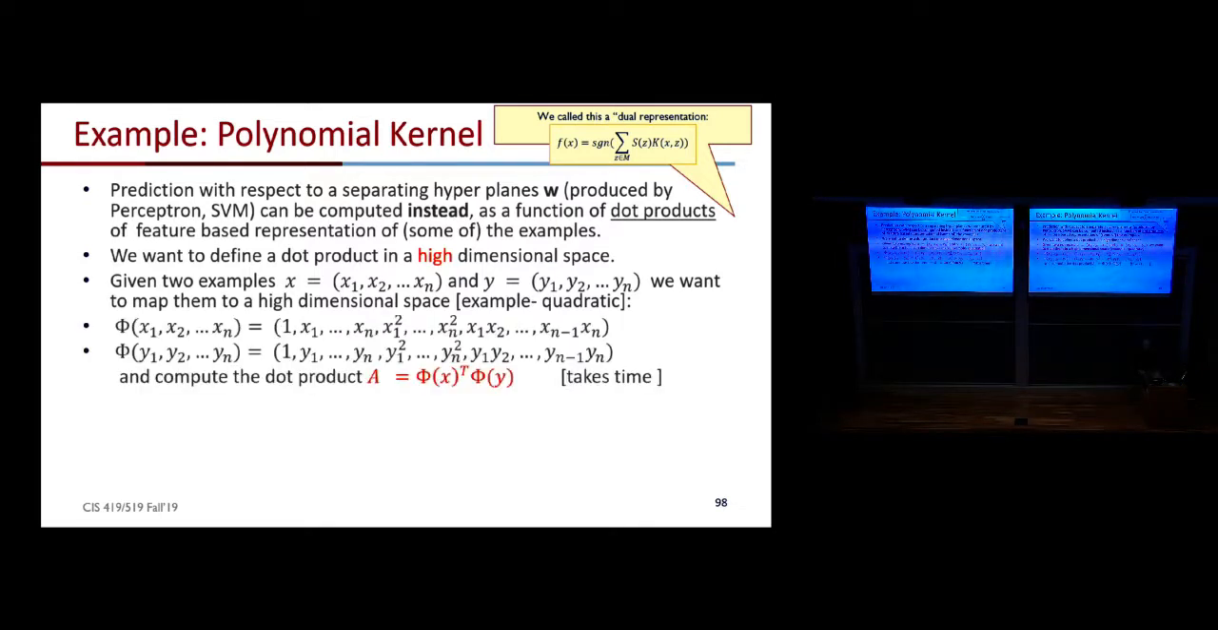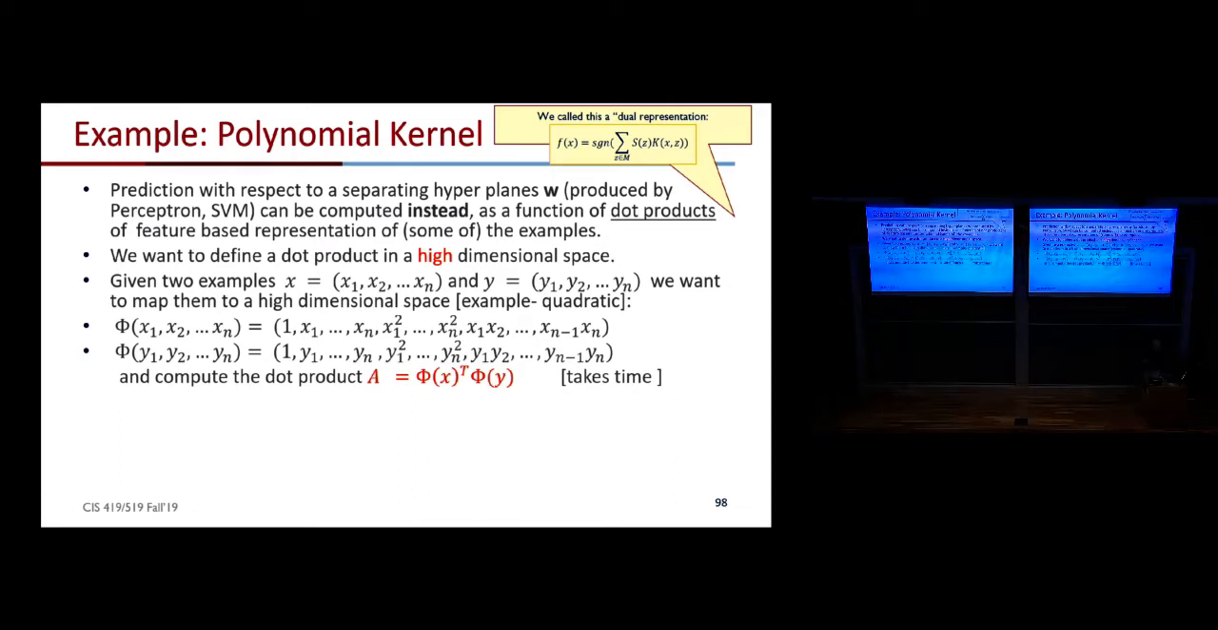I'm going to call the transformation phi. Phi of x is going to be this bigger vector here that has 1, the original x, all the squares, and all the mixed terms, xi times xj. Right? So that's a higher dimensional representation of the same example. And I do the same thing for y. So instead of n-dimensional space, I have something like n-square dimensional space.